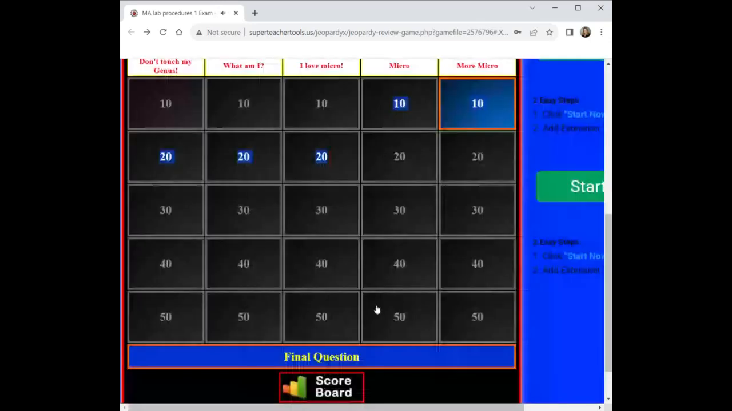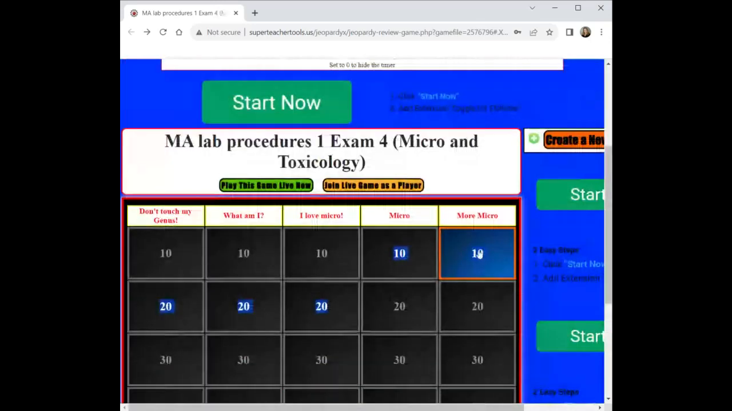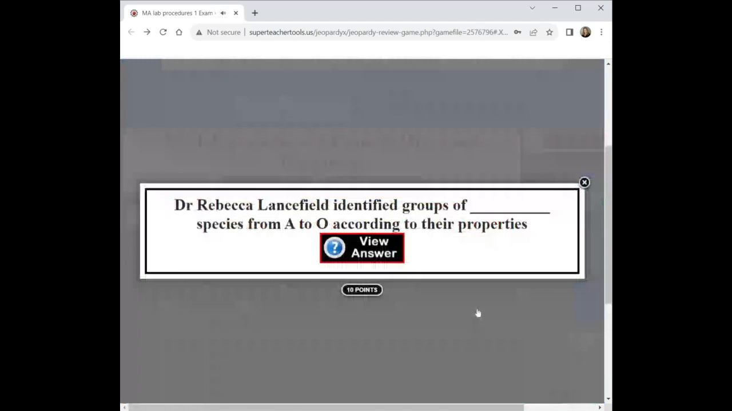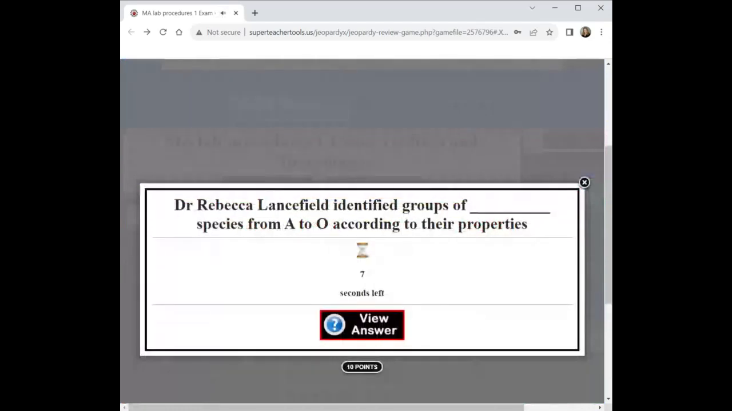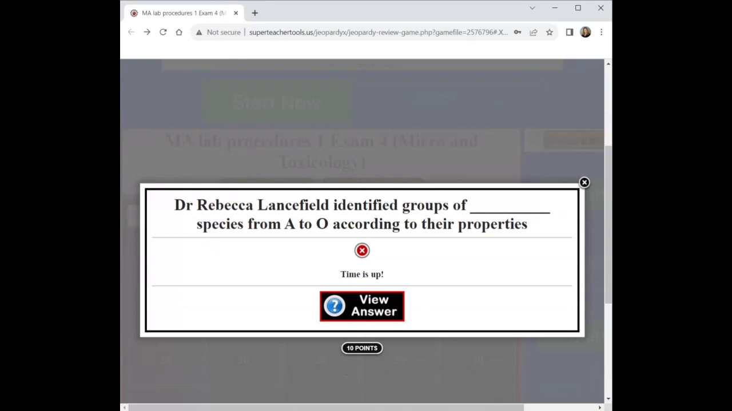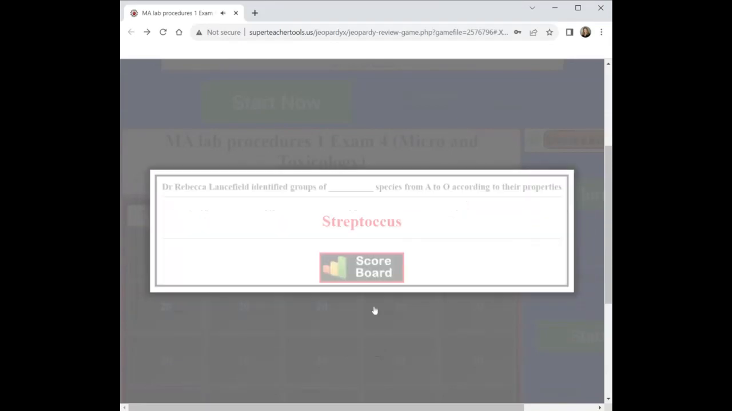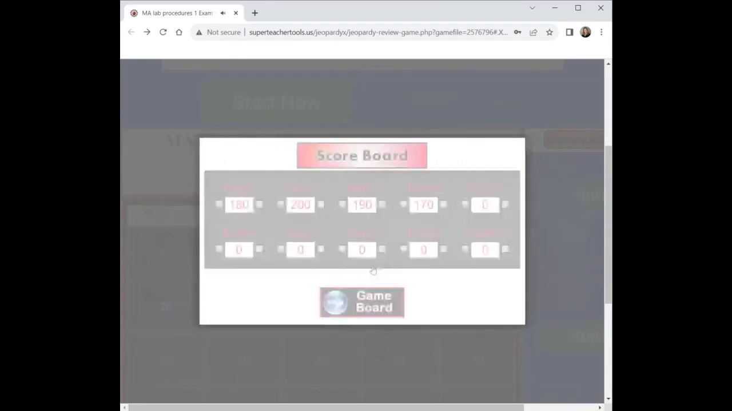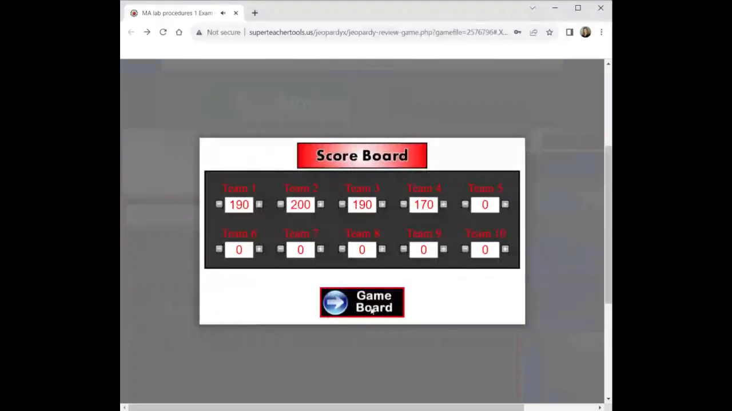We are back to team 1, Cassidy and Cecilia. You're getting more micro. All right. Dr. Rebecca Lancefield identified groups of what species from A to O? Was that just group A and group B? Strep. That is correct. Streptococcus. Yep. All right. Then we just got one final Jeopardy question.